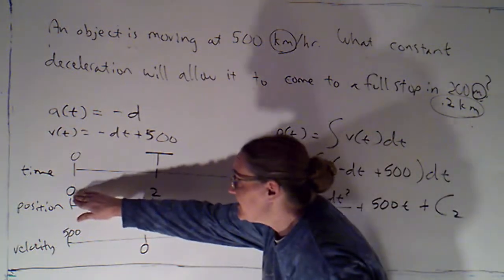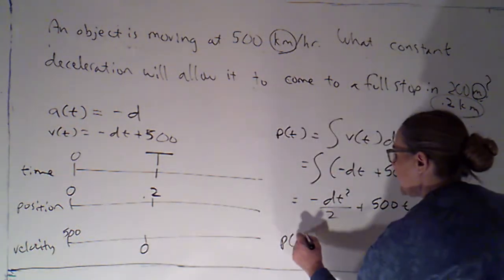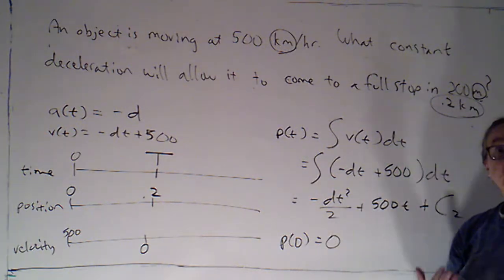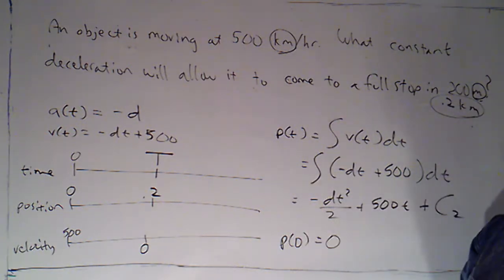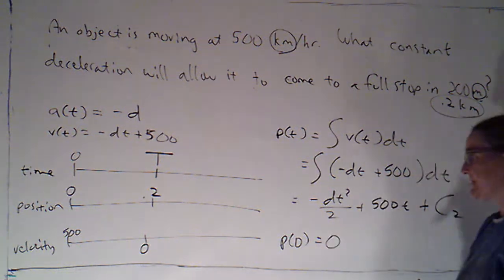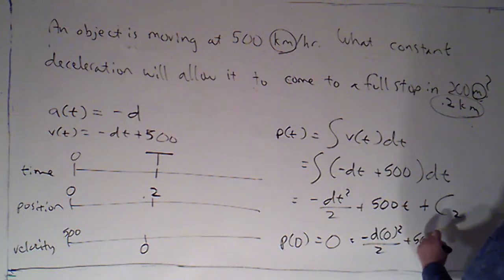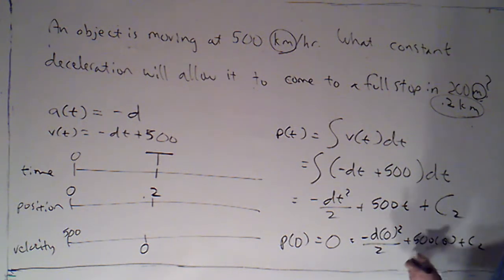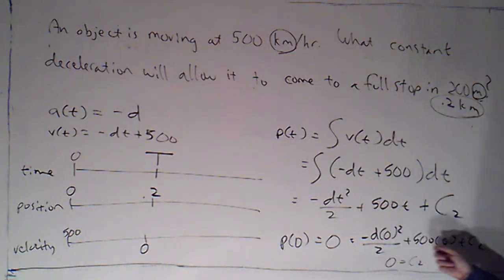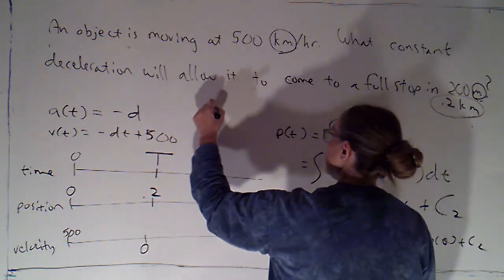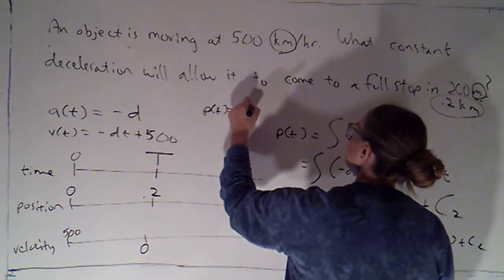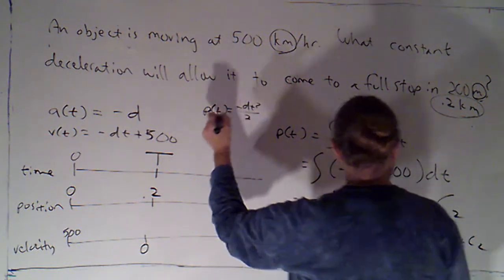Then I also know my initial position. I know that my position at time 0 is 0, and that's because I chose to make that my reference position. My reference position is just where I am when the problem started. So that's going to be negative d times 0 squared over 2 plus 500 times 0 plus c2. So c2 is actually just 0. It does turn out to be my initial position in this case, because I was just plugging into a polynomial, and that kills off everything but the constant term. So my position is negative dt squared over 2 plus 500t.